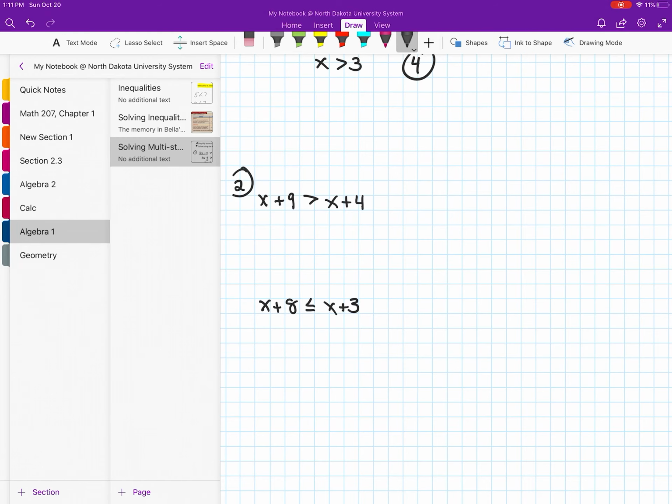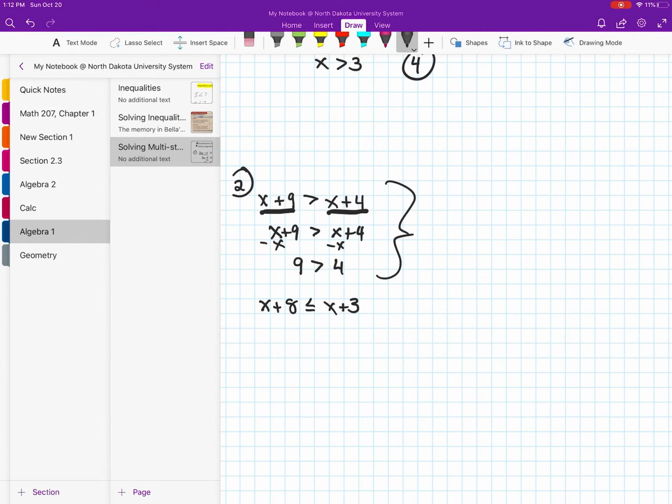All right, let's call this example number 2. Now here, we can't combine like terms, right? We can't simplify either side of the inequality because we don't have like terms. But we can collect our x on one side of the inequality. So let's do that. We have x plus 9 is greater than x plus 4. We're going to subtract x from both sides. And we're going to get 9 is greater than 4. Well, that's always true, isn't it?